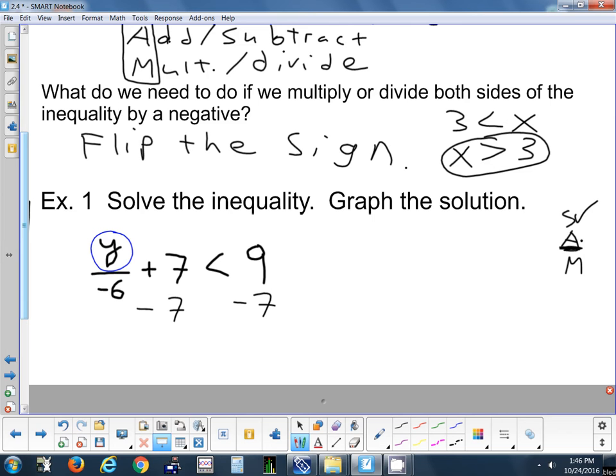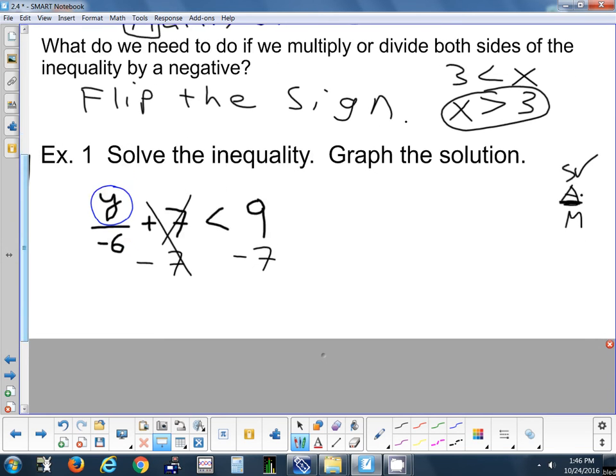Going to subtract 7 from both sides. Plus 7 minus 7, that's going to cancel out. I get y divided by -6. And can you go ahead and tell me 9 minus 7? 2. And how about, should I flip my sign? No. We don't ever flip the sign when we do subtraction. Not till we get to that last step do we need to think about maybe flipping the sign.